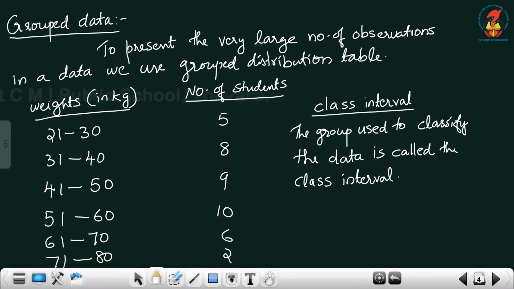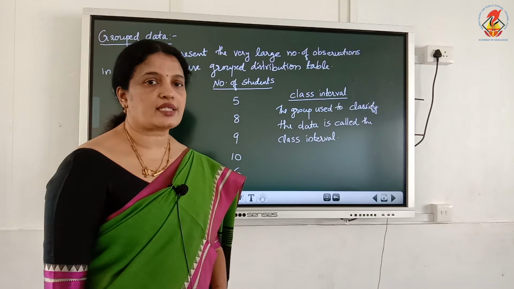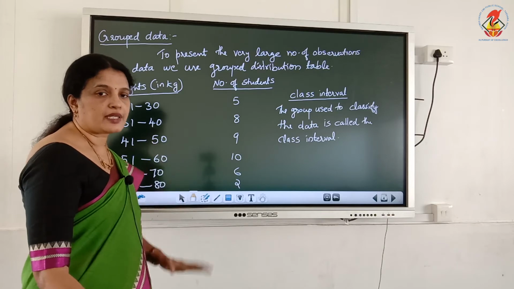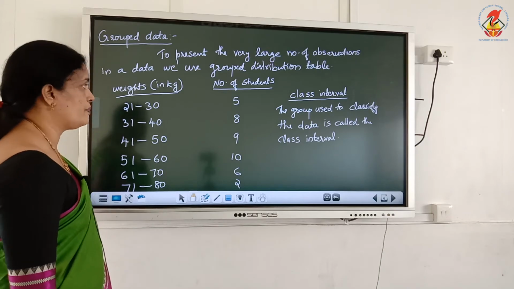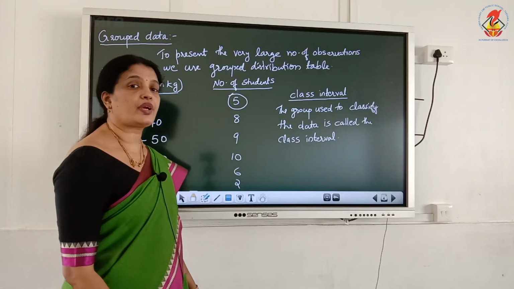Next one, grouped data. To present a very large number of observations in a data, we use a grouped distribution table. For example, 100 students' marks, or 50 students' marks, or 50 students' weight. These types of observations you can present in a grouped distribution table. Weights in kilograms, number of students: 21 to 30, students 5. This 5 represents the number of students in the group 21 to 30. This 5 is called a frequency.